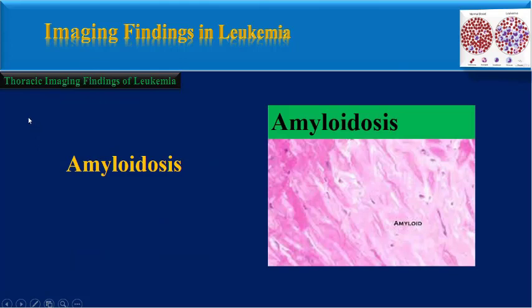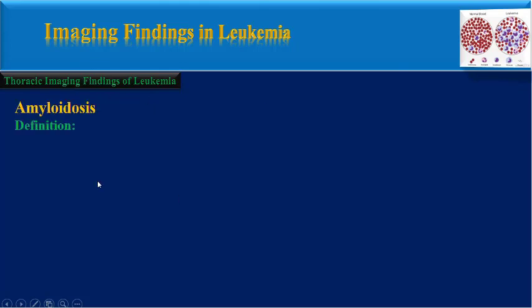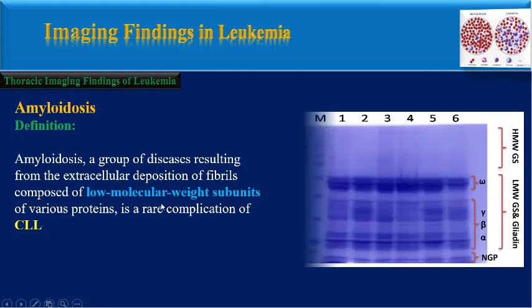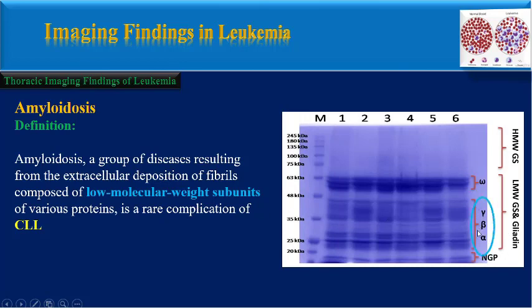Another section of thoracic imaging findings of leukemia is amyloidosis. What is the definition of amyloidosis? Amyloidosis is a group of diseases resulting from the extracellular deposition of fibrils composed of low molecular weight subunits of various proteins, which is a rare complication of CLL.